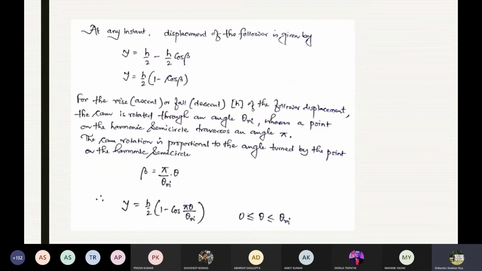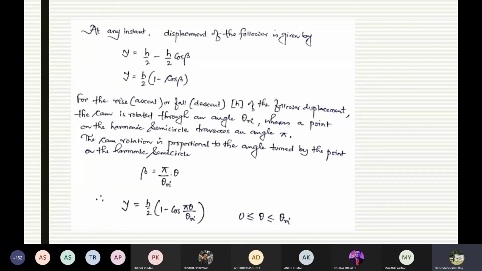Now just see, as you know, the rise of the follower displacement, and the cam is rotated through an angle theta_i. When the rise h has been taking place, that time the cam will rotate through the angle theta_r.